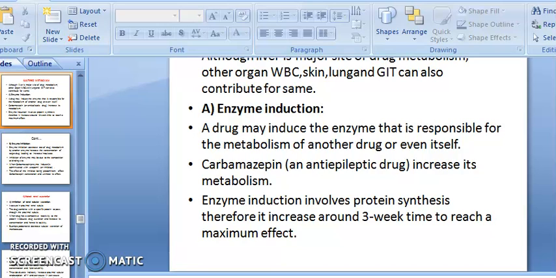Enzyme induction involves protein synthesis. Therefore, it takes around three weeks to reach a maximum effect. Because of this reaction, carbamazepine requires three weeks' time to reach its maximum effect.